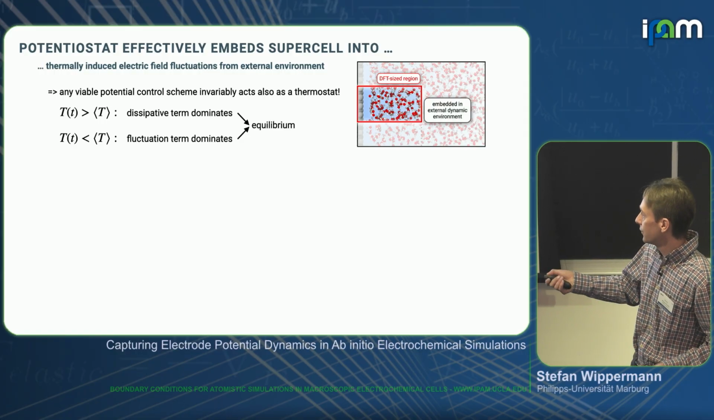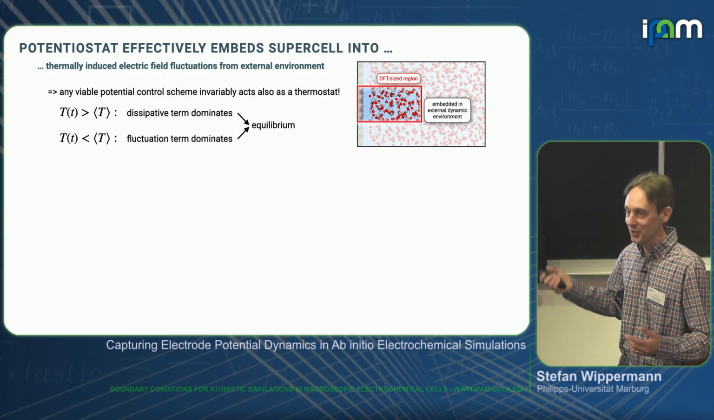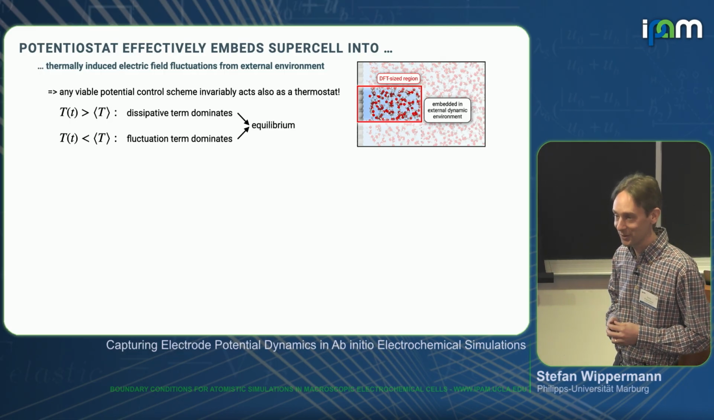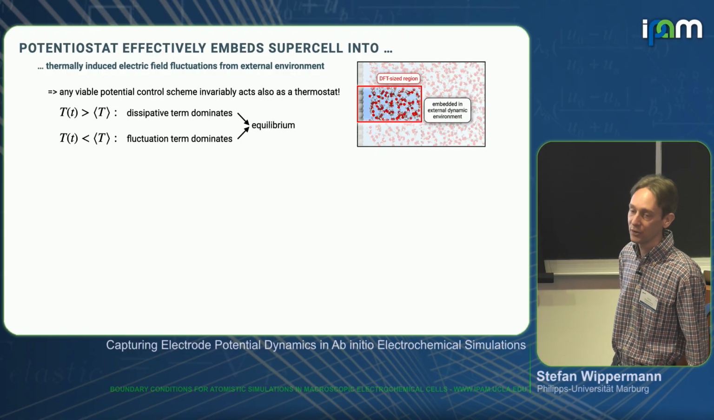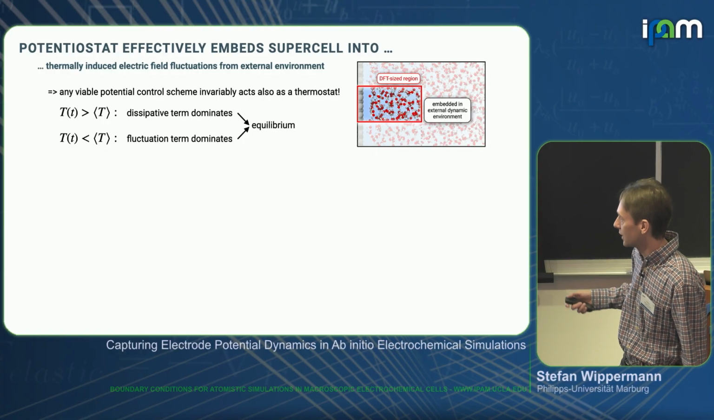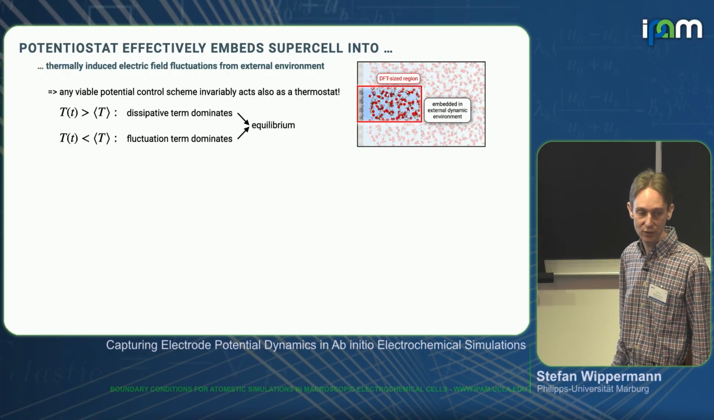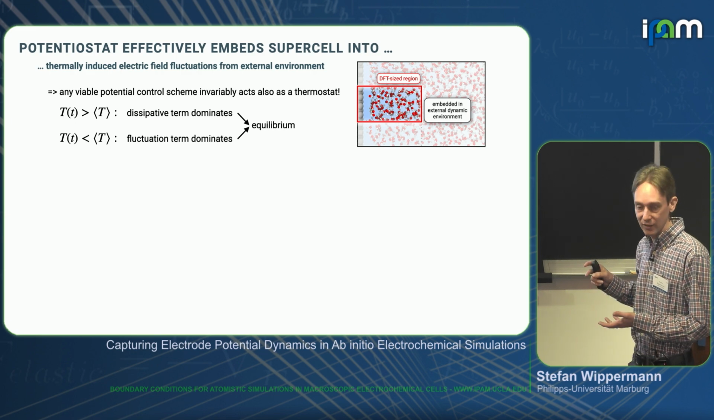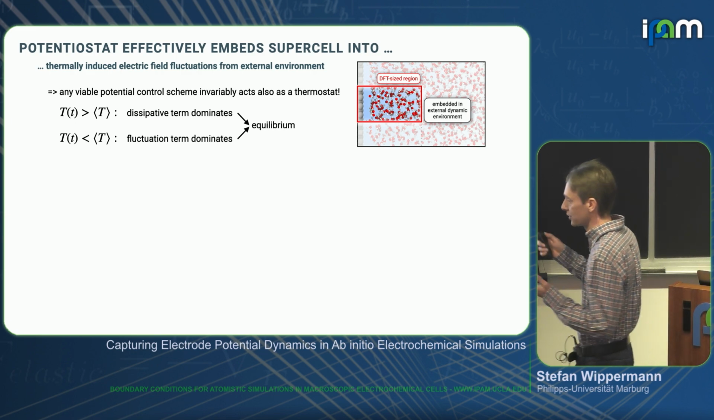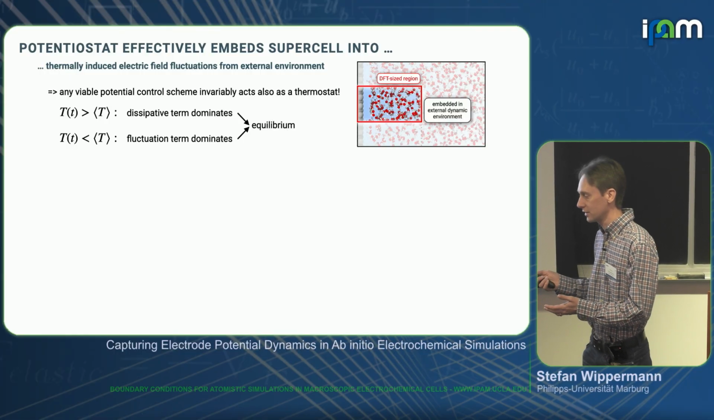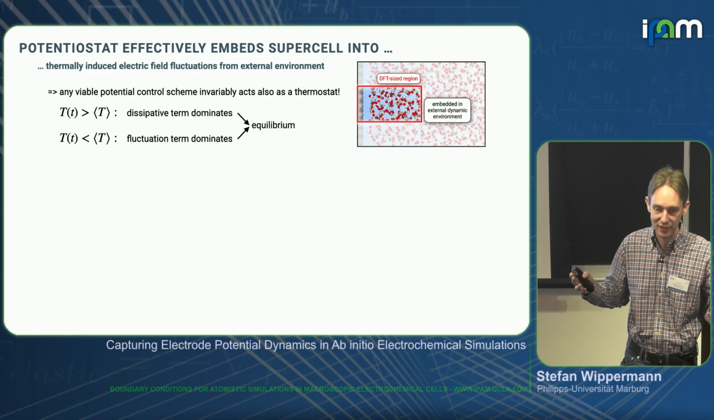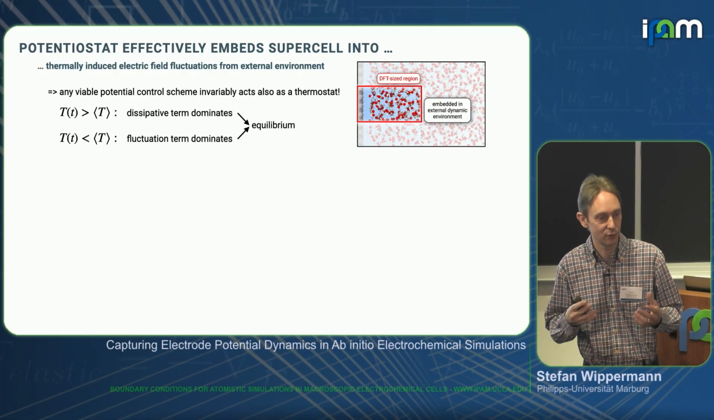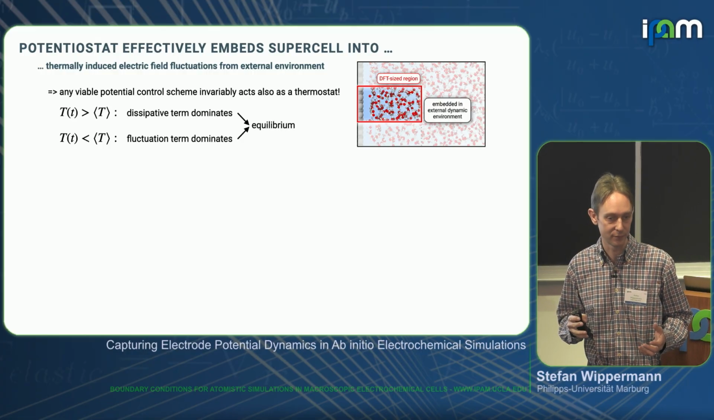The reason is, if your instantaneous temperature, you would like to call it kinetic energy, if your kinetic energy is larger than the average it should be, then the dissipative term dominates. On the other hand, if it's smaller, then the fluctuation term dominates. And there is an equilibrium, of course, that leads to the system on its own equilibrating just because it's embedded into a fluctuating electric field. If you get the statistical mechanics right, then this fluctuating electric field will do your thermalization for you.